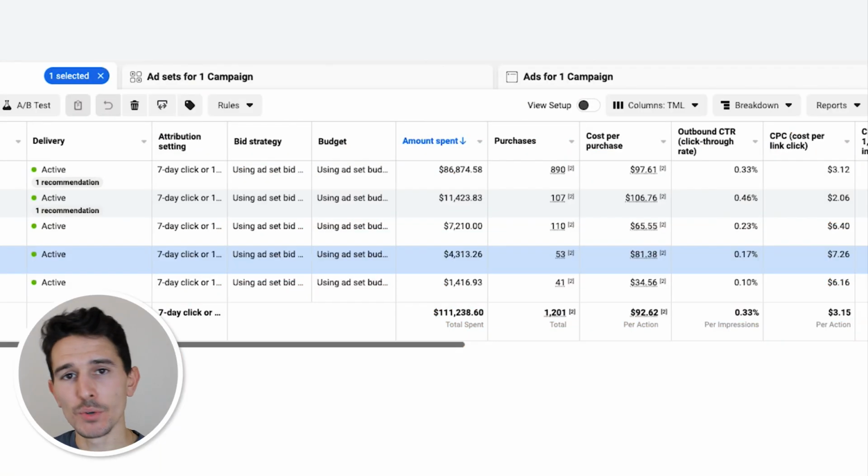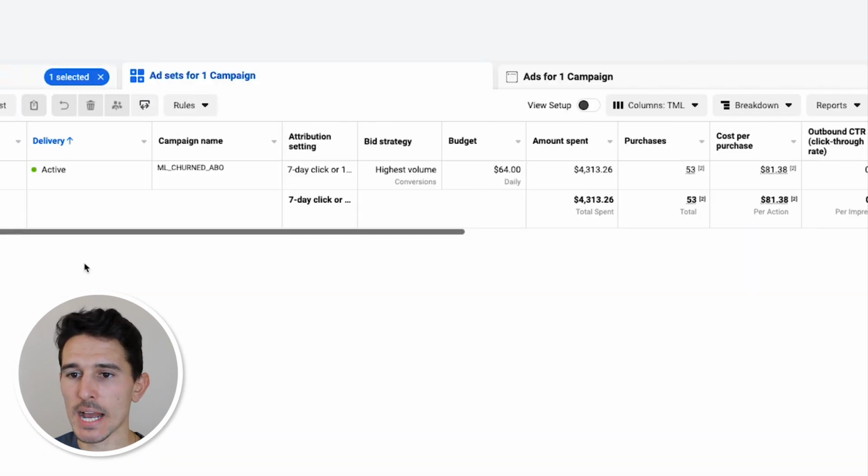The final two campaigns here. First, our churned ABO. This campaign, as we drop to the ad set, is the most simple campaign that we have, because this is anyone who is subscribed to our product or has purchased multiple times that we want to continue to target again. Now, this means that they have subscribed and then unsubscribed, just to be clear about that.